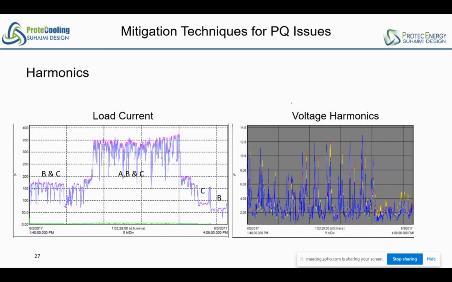Now we did a few measurements at the utility transformer, with different scenarios: when plants B and C were operating, when all 3 plants were operating, when plant C was operating, and when only plant B was operating. Since the utility was involved, we were able to ask the plants to shut down at a particular time, and they complied with our instructions. And you can see the voltage harmonics were going up to 12%, whereas the limit says it should be less than 5%.